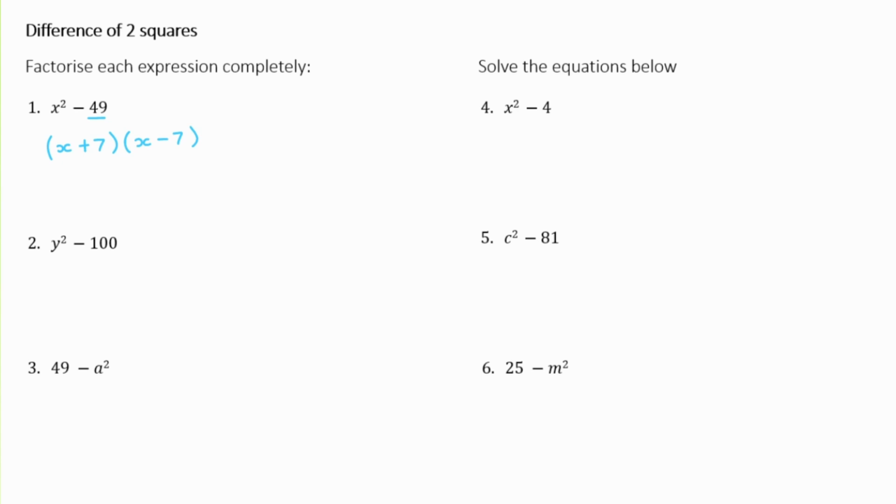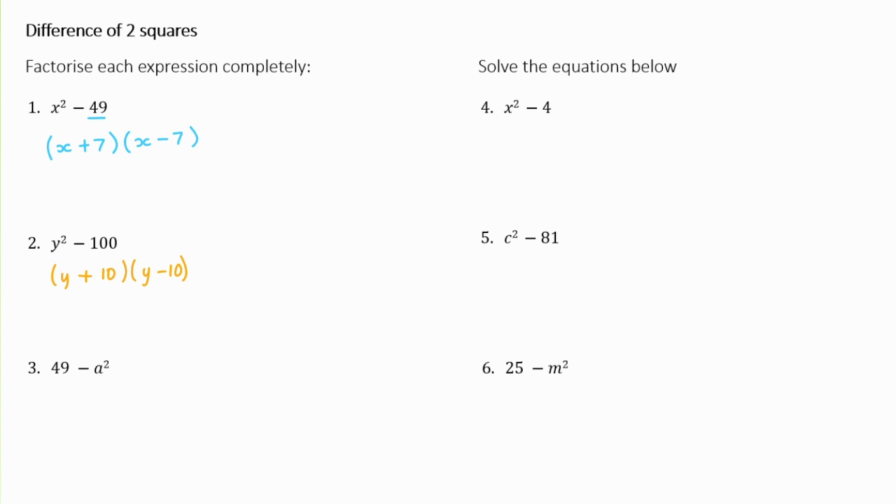For number 2, we have y squared minus 100. 100 is a square number, so for the first term of each bracket, we are going to put y. The square root of 100 is 10, so for the first bracket, we could put plus 10, and for the second bracket, we could put minus 10.